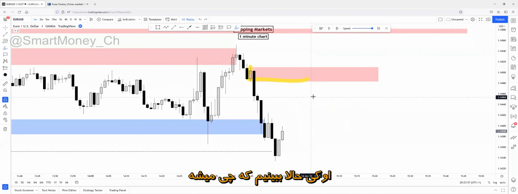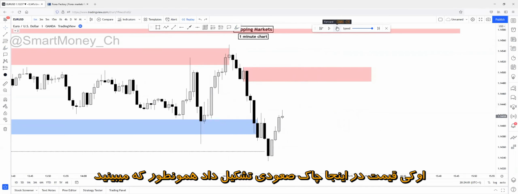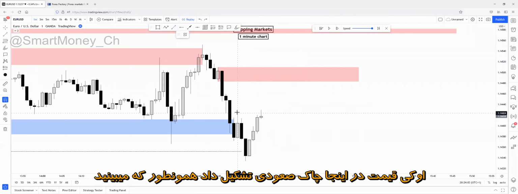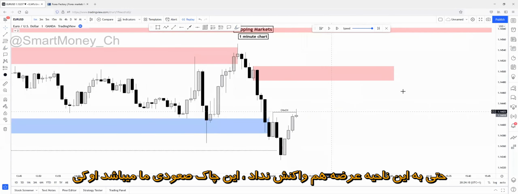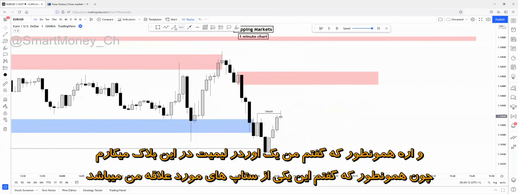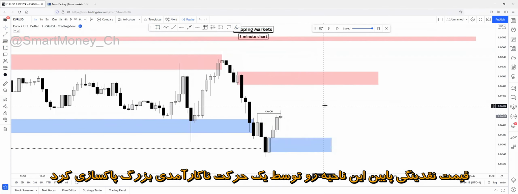Okay, so let's see what happens. Okay, price actually changed character to the upside here, as you can see. It didn't even react on this zone. Here's a change of character to the upside. Okay, and yes, as I said, I will set an entry limit on this block because these are one of my favorite scenarios in this Forex game.